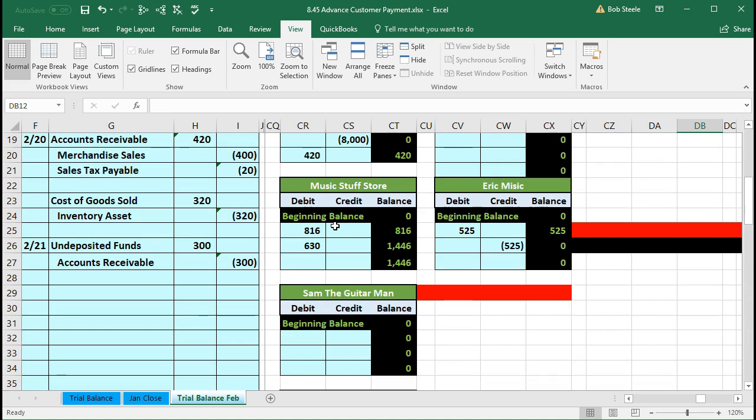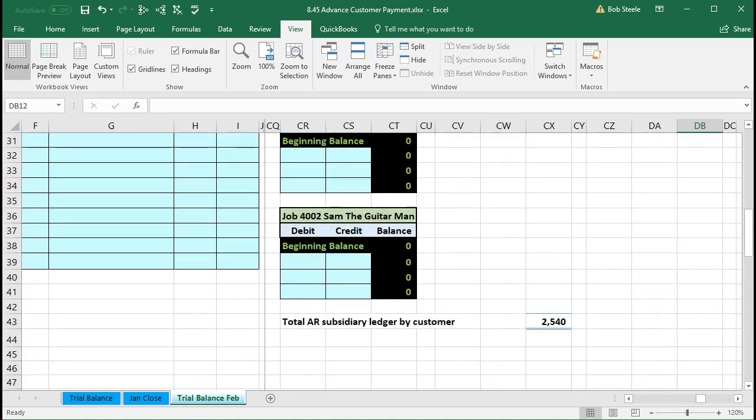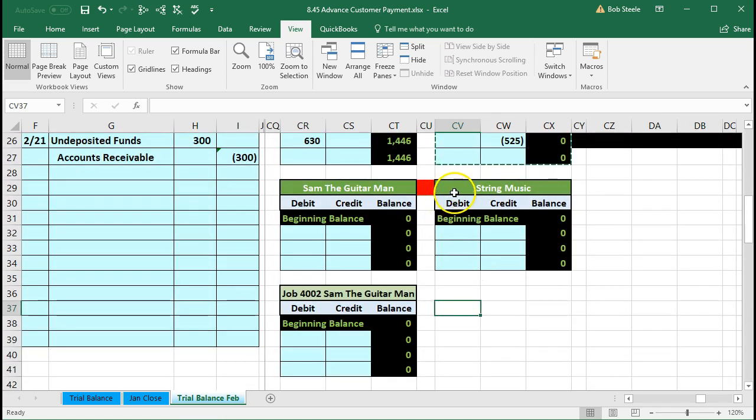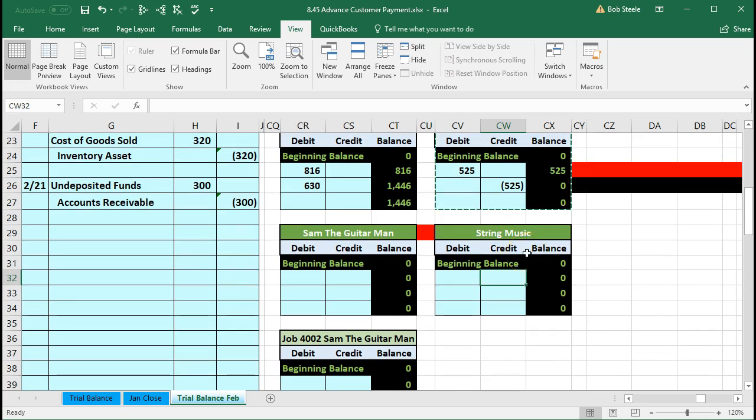Let's see, is that a new customer? I think that's a new customer. Let's set that up. String music has magically appeared now. We just set that up for you. It'll be on your worksheet, so we're going to be in string music. Funny thing is that string music doesn't owe us any money considering they're a new customer, and we're going to put a credit to it.